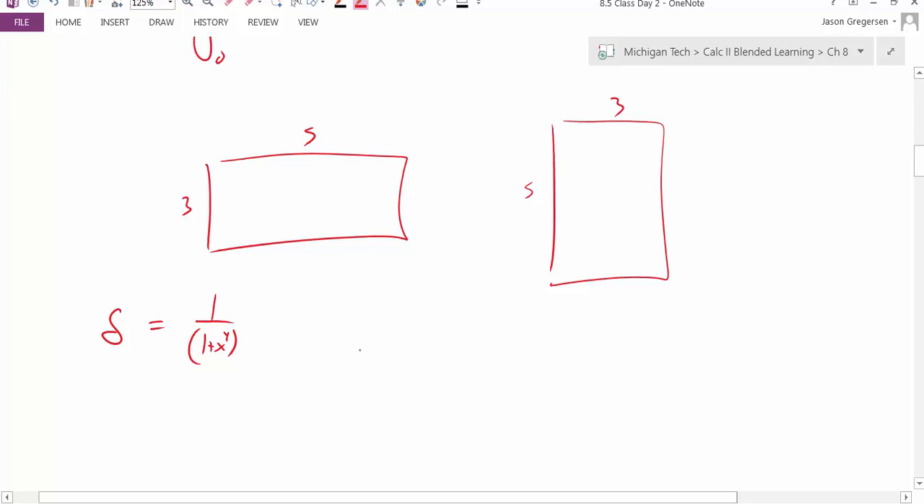Right, so if we think of x as a horizontal distance, which picture am I talking about? The first one or the second one?